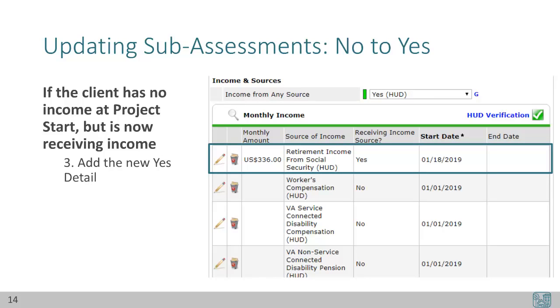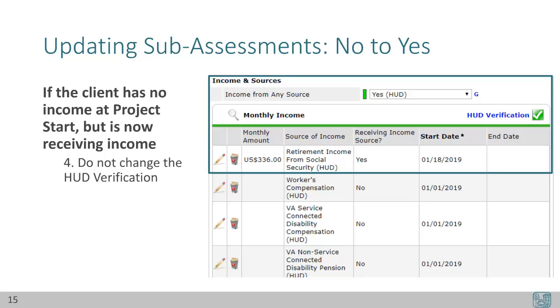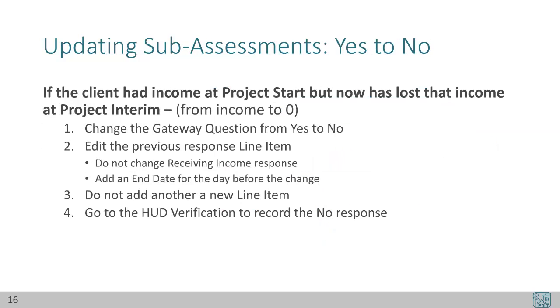Now the new yes response is saved and added to the detail table. Lastly, do not change the HUD verification. Look at how the gateway question aligns with the income detail. Both say yes, and the HUD verification is green. So you're done. Our client that had no income at Project Start now has an accurate, updated amount of income for January 18th. The next example is for changing a line item from yes to no.